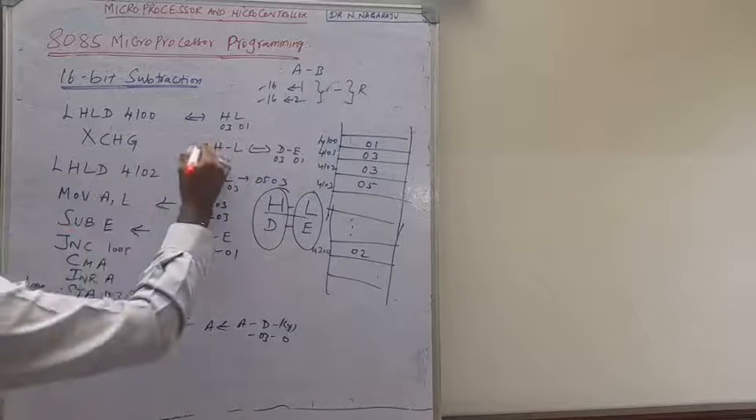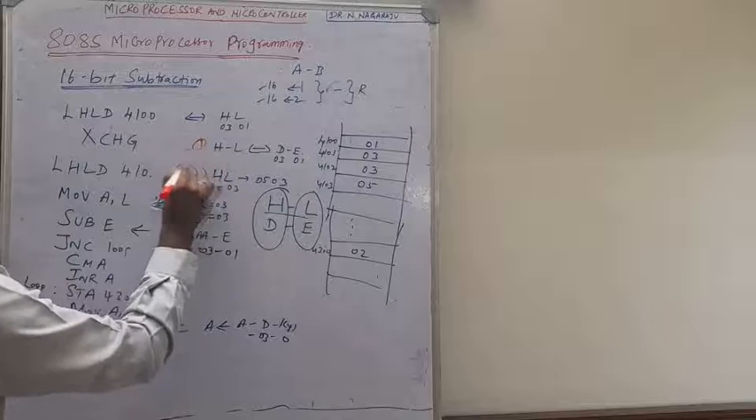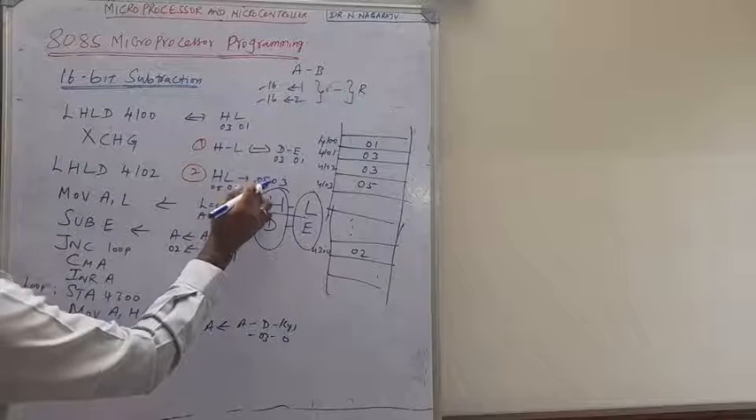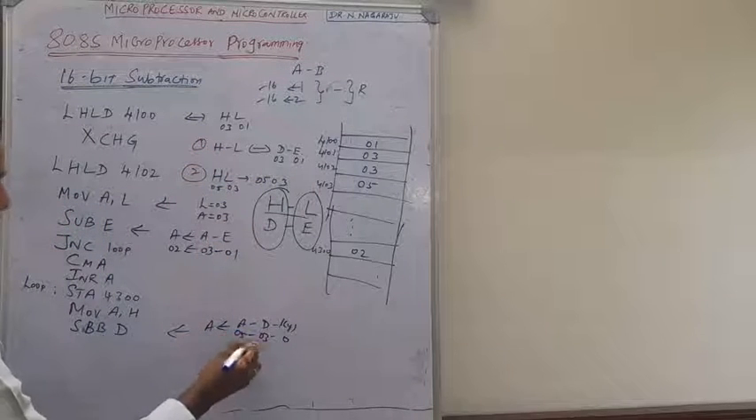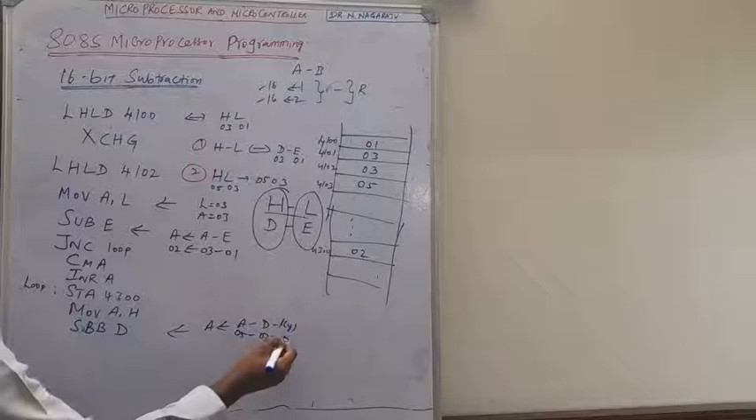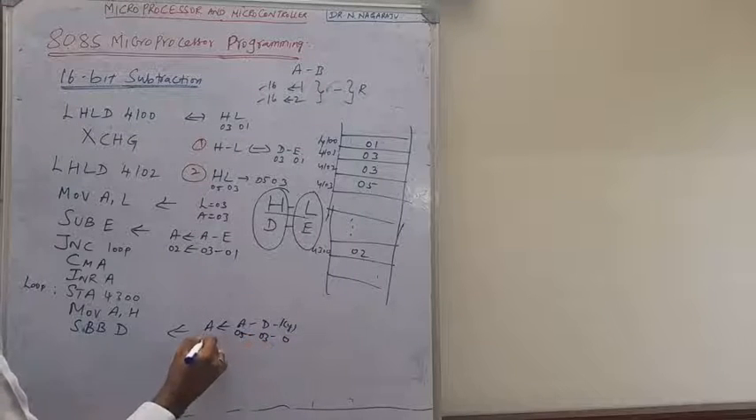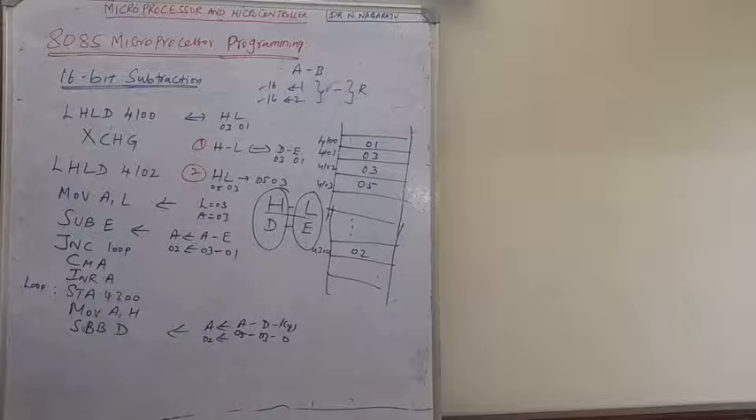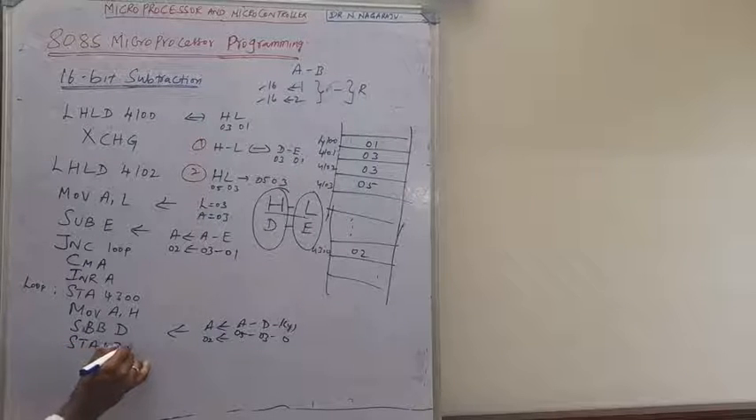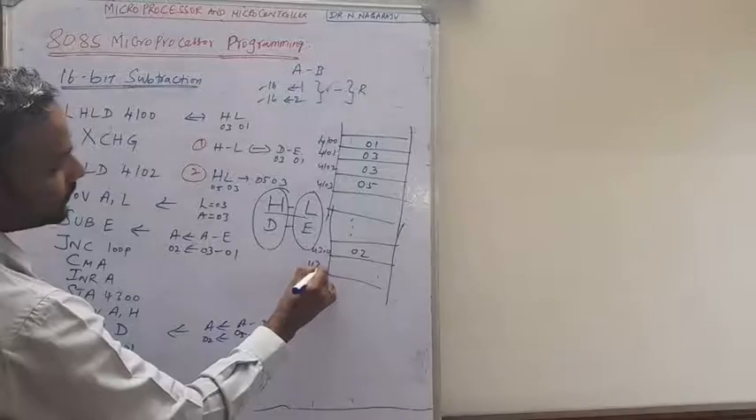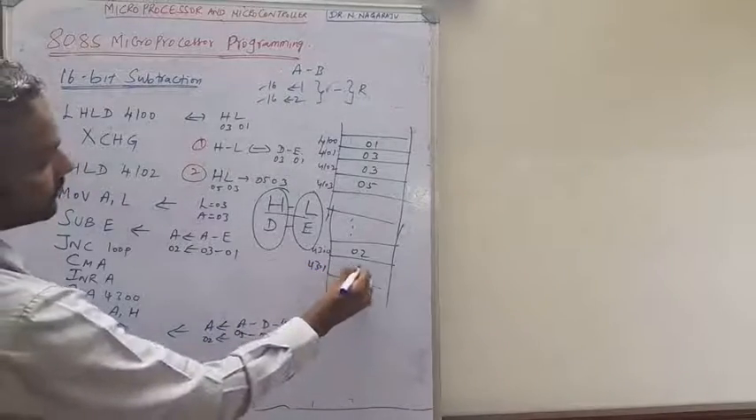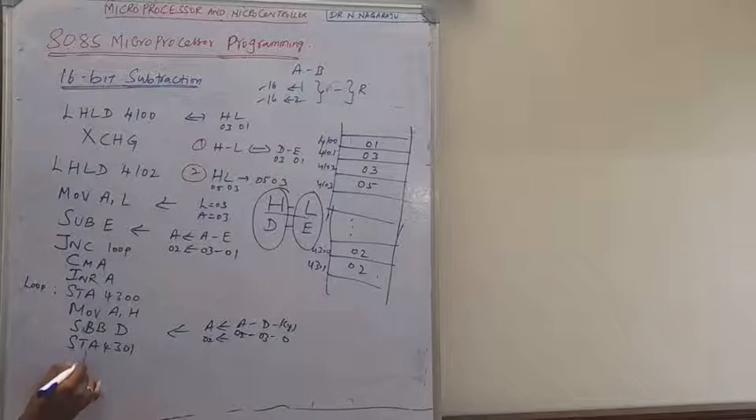This is the first data and this is the second data, right? So the second data is 0 5. What is the answer? 0 5 minus 0 3 minus 0 is 0 2, you will get 0 2, right? Now the subtraction operation is over. We have to store the result with STA 4301, so you will get 0 2 there.